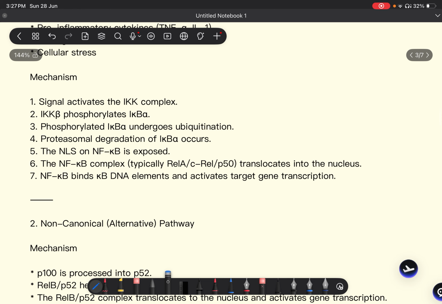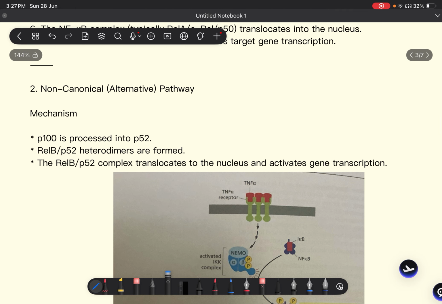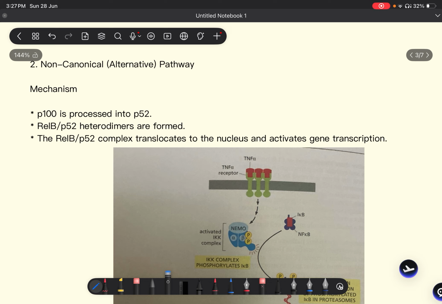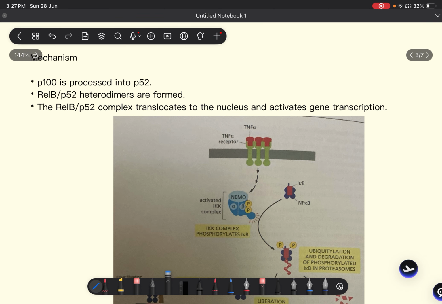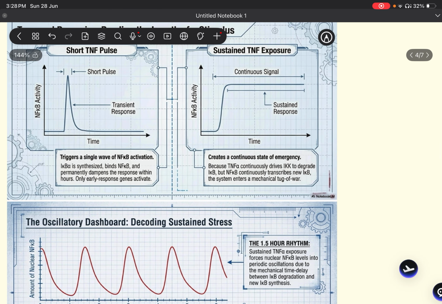So this is the overall thing you can see, right? Now, first IKK phosphorylates IKB, and later on this complex is released. Now the thing is, the mechanism of the non-canonical pathway is pretty similar. It's just that first it is processed into P52 or P50, right? And therefore heterodimers are formed, and then the whole complex will translocate to the nucleus. So the mechanism is pretty simple. Just there is a processing step in between.